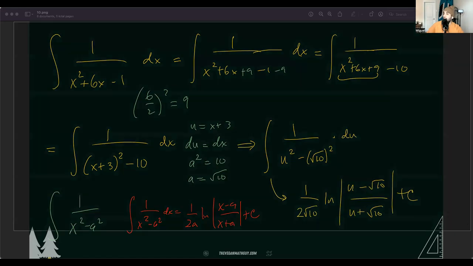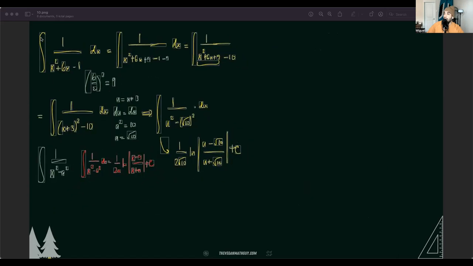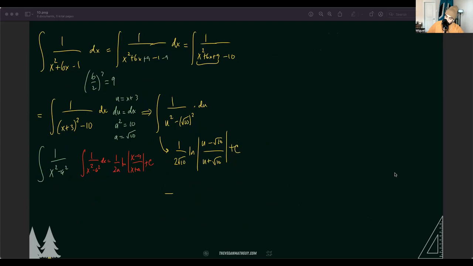Why? Because this is still in terms of u, so we need to rewrite this in terms of x. So let's go ahead and do that now. This will be our last step. And we have 1 over 2 root 10 natural log of x plus 3 minus root 10 over x plus 3 plus root 10. And that is that basic integral.